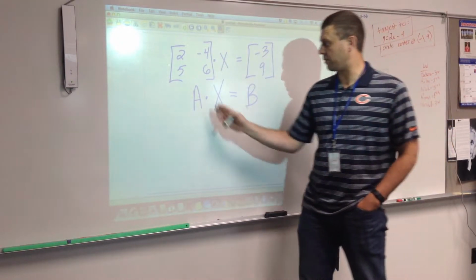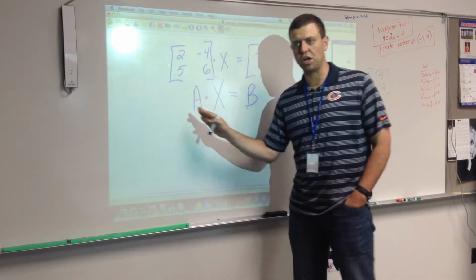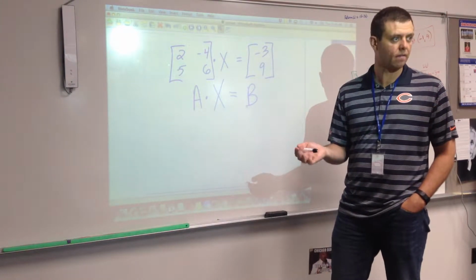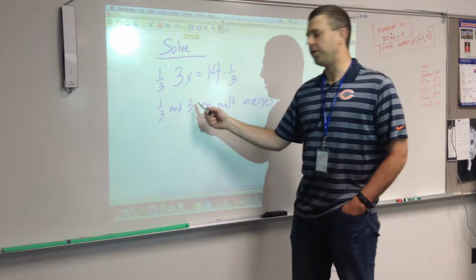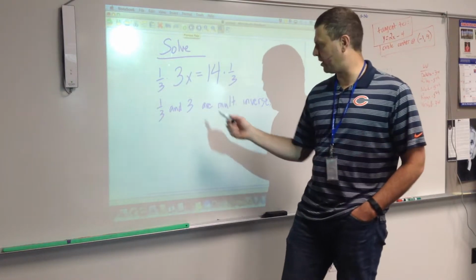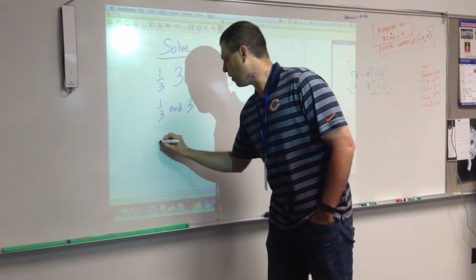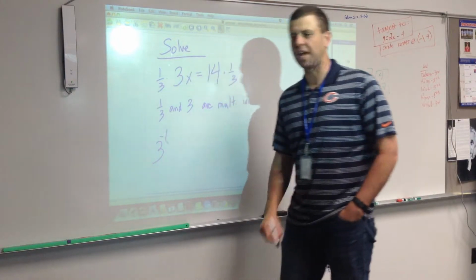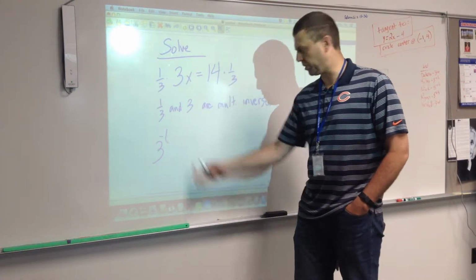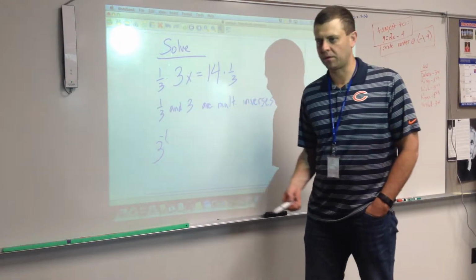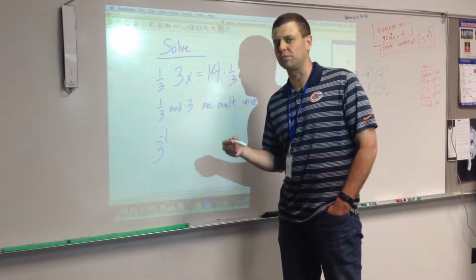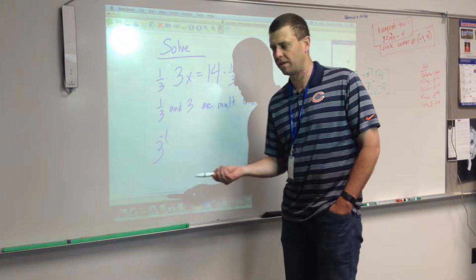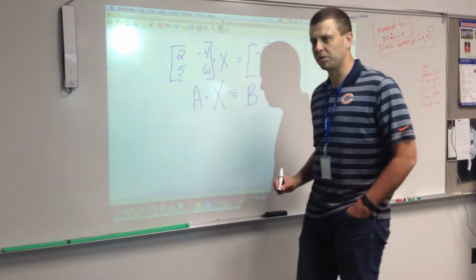Multiply by the inverse, the multiplicative inverse of matrix A. Okay? Let me go back here. 1/3 and 3 are multiplicative inverses. 1/3 is the same as 3 to the negative 1 power, right? 3 to the negative 1 is 1/3. In fact, if you raise anything to the negative 1 power, aren't you finding its multiplicative inverse? So that's the notation that we'll use.